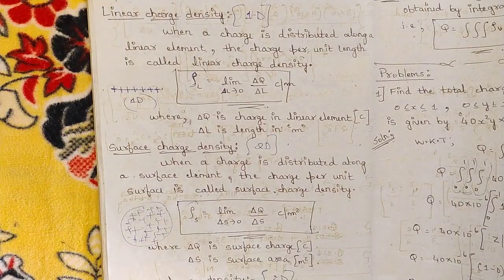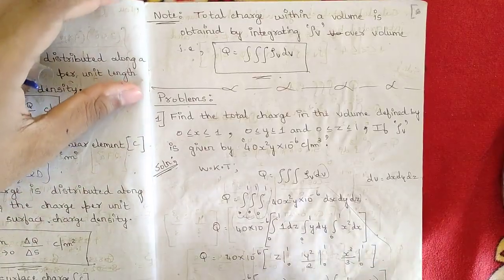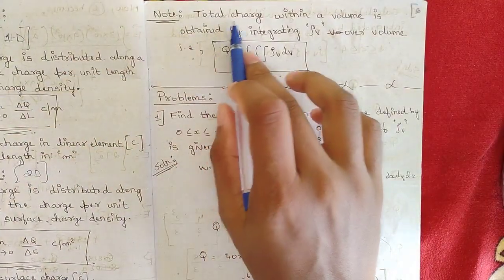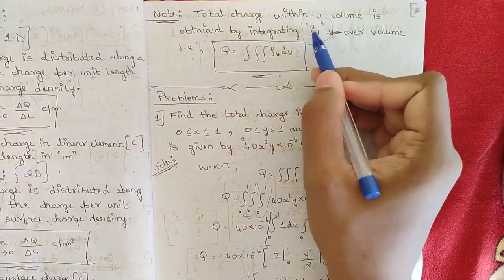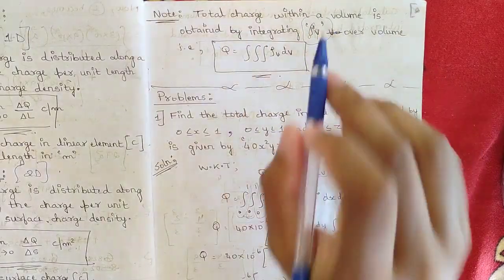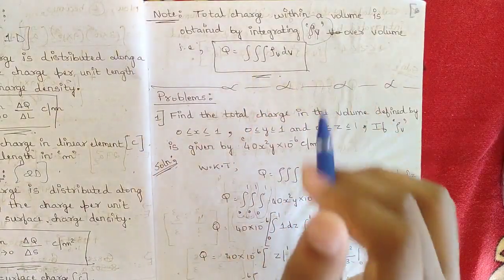So regarding this, we are having some of the problems here. Let us see that. Before that, one note: total charge within a volume is obtained by integrating rho v, that is the volume charge density, over the volume. Okay, so total charge within the volume.